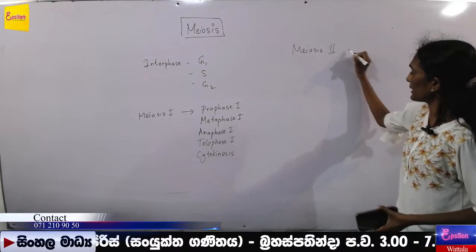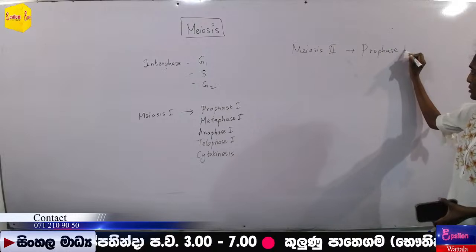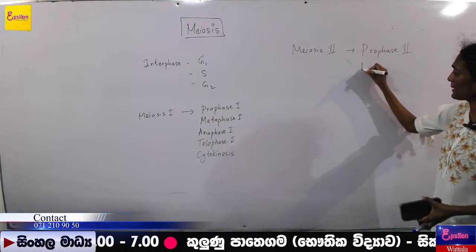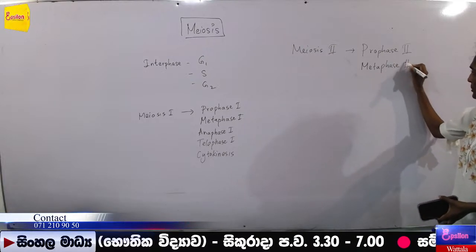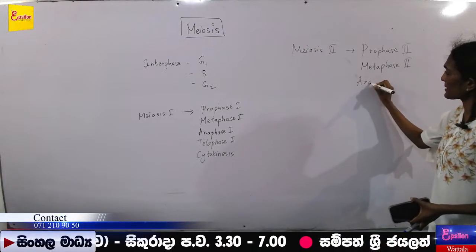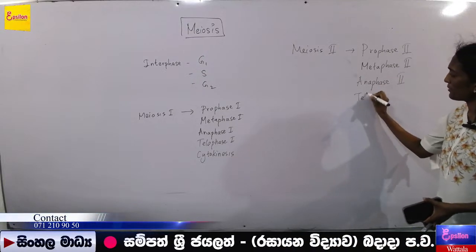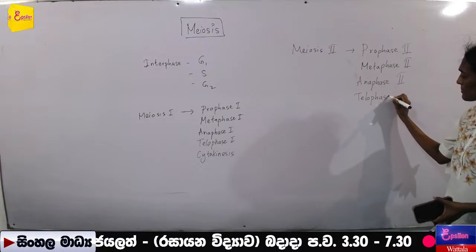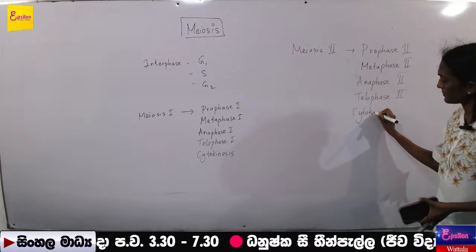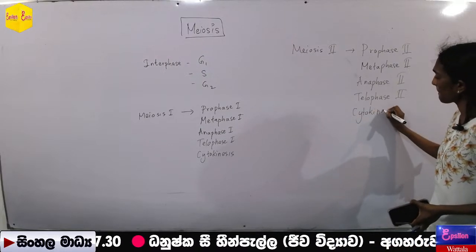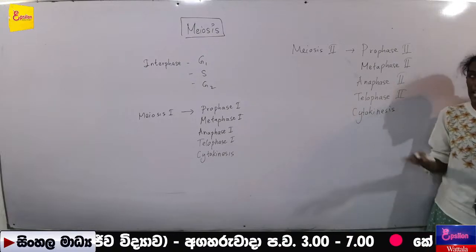Meiosis 2. Meiosis 2 begins with prophase 2, metaphase 2, anaphase 2, telophase 2, and cytokinesis. And this is how it happens, right?